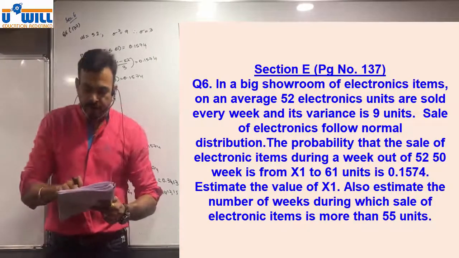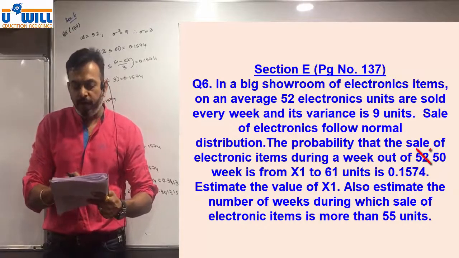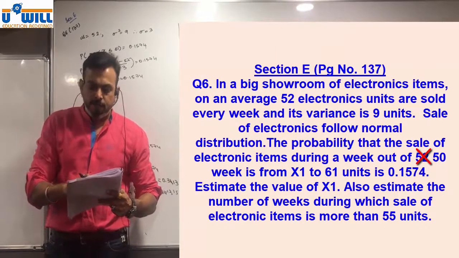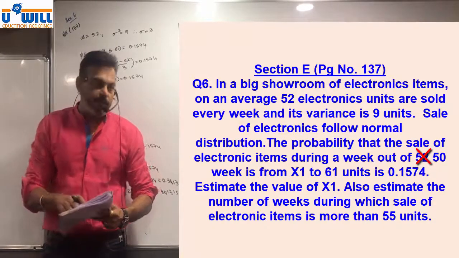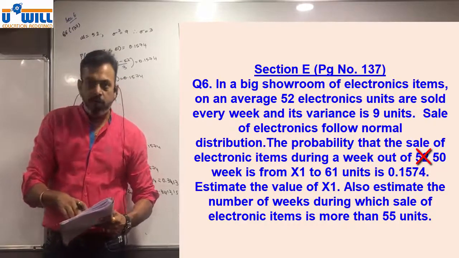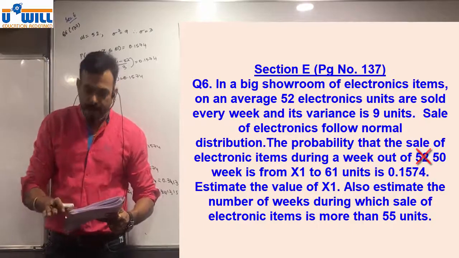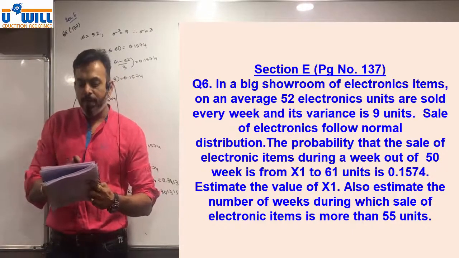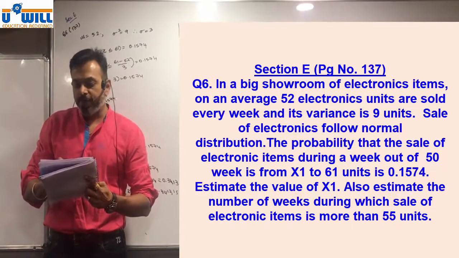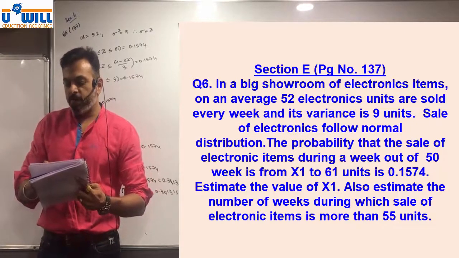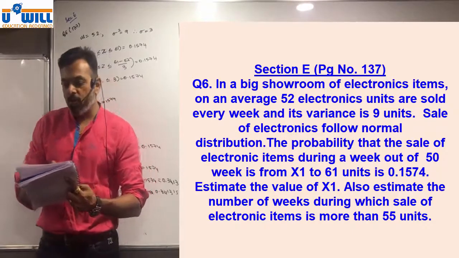Before we go to the next one, make a correction. The probability that the sale of electronic items during a week out of 50 weeks. So total weeks in a year is assumed as 50 weeks. Is this clear? Okay, only then your answer will match, otherwise it will not match. Let me read it once again. The probability that the sale of electronic items during a week out of, make it 50 weeks, is from x1 unit to 61 unit is 0.1574.